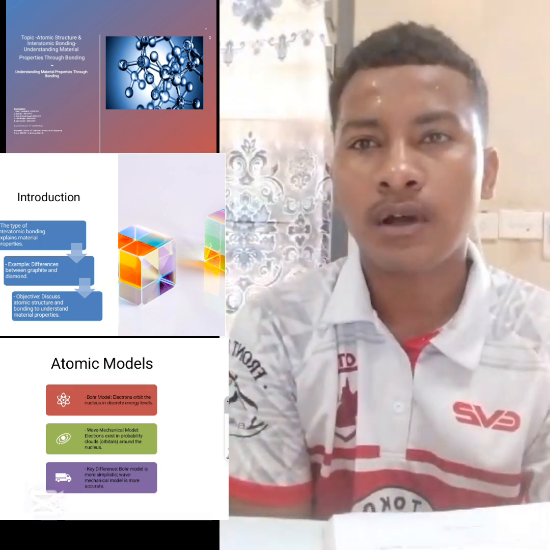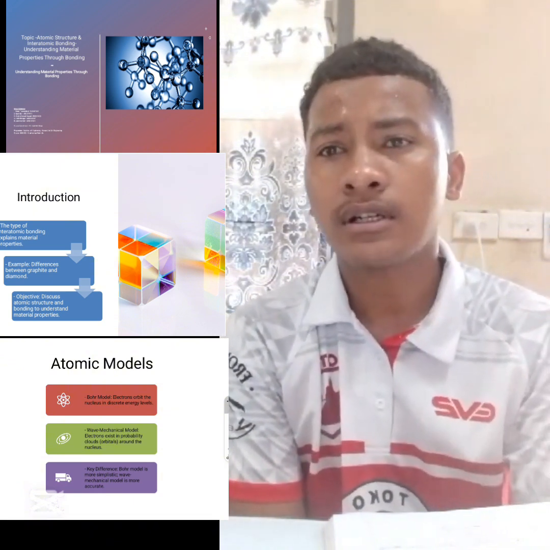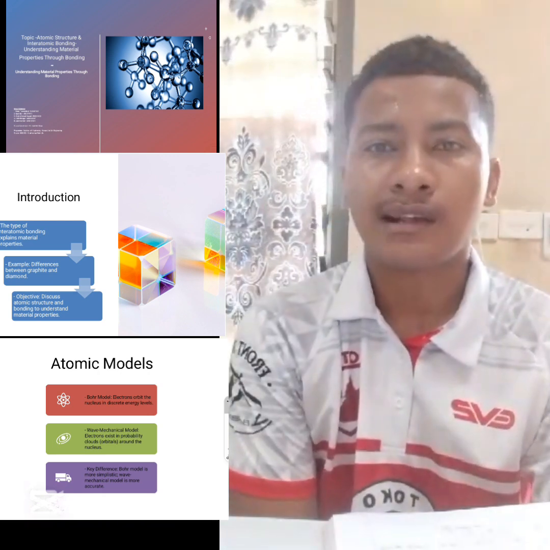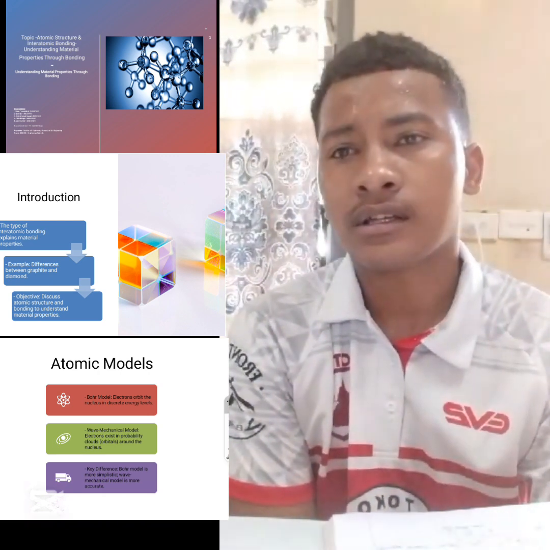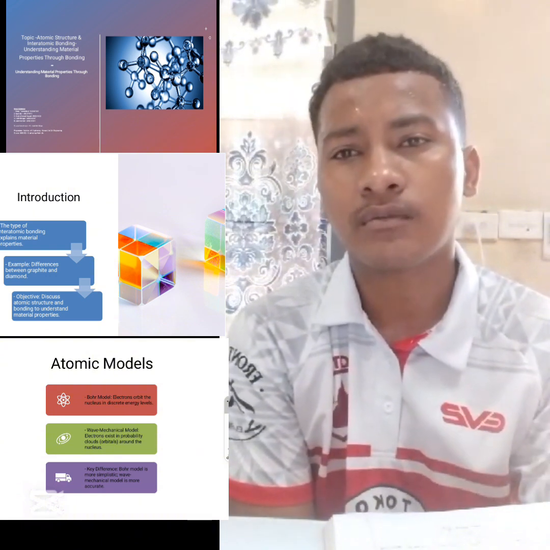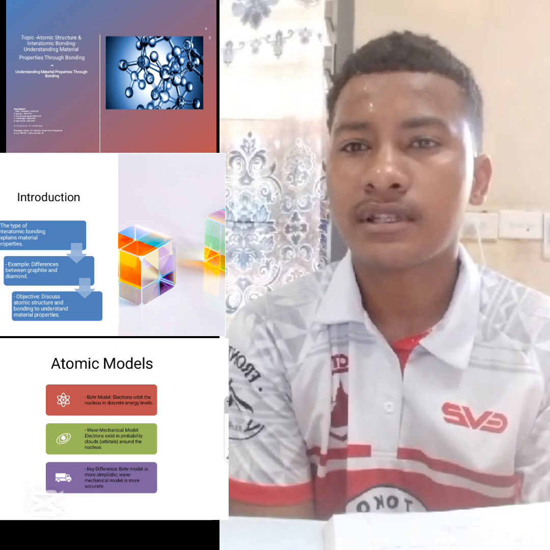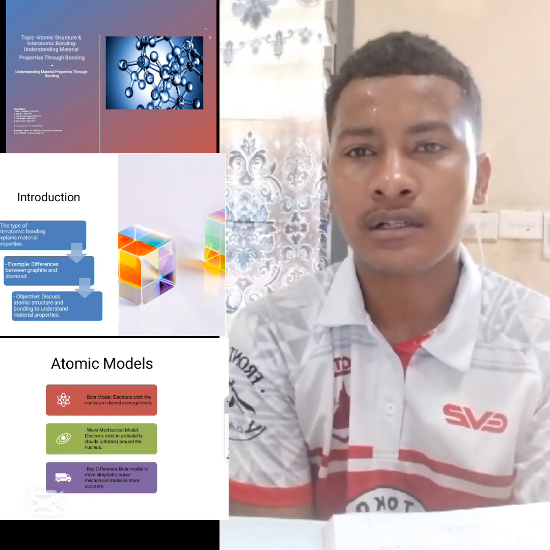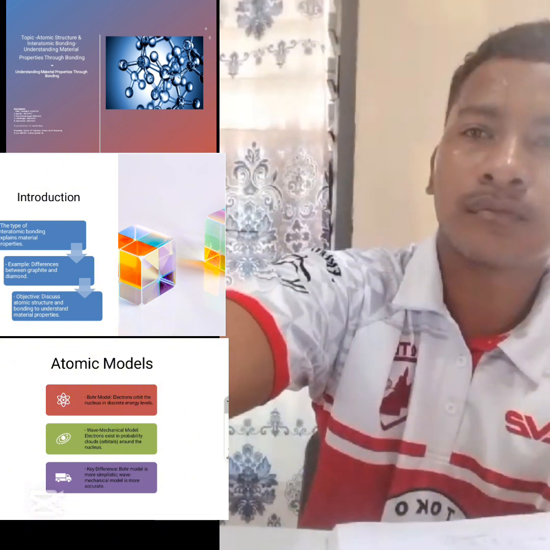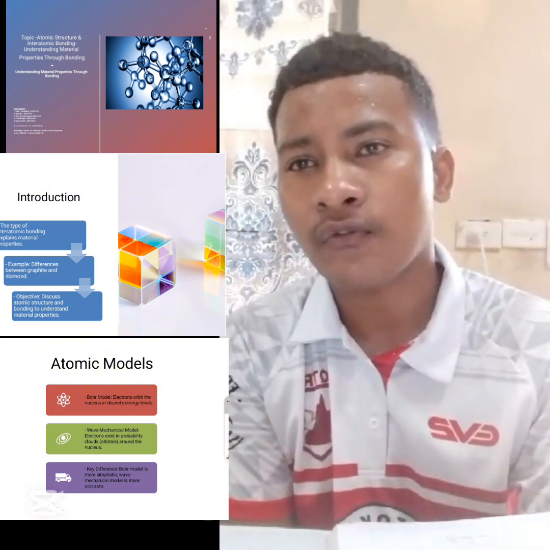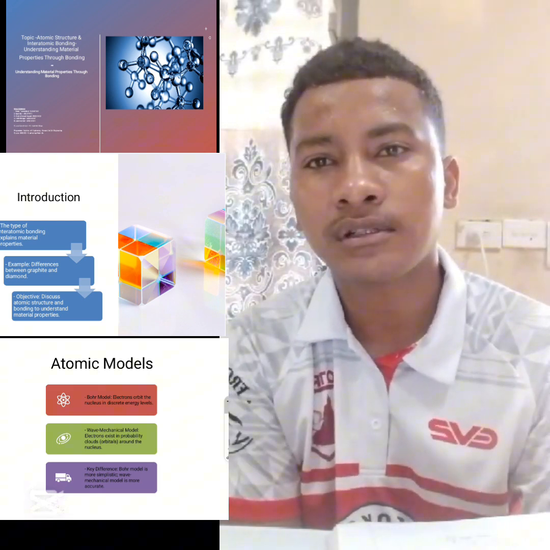Atomic models: Bohr model, electrons orbit the nucleus in discrete energy level. Wave mechanical model, electron exist in probability clouds, orbits around the nucleus. Difference between Bohr model and wave mechanical: Bohr model is more simplistic, whereas wave mechanical is more accurate. As you can see, there's our graph showing wave mechanical and Bohr model.